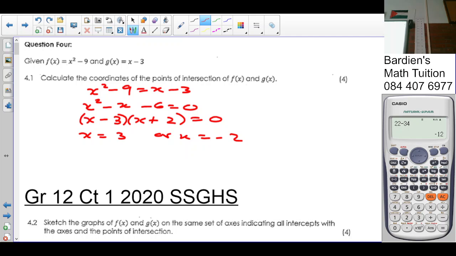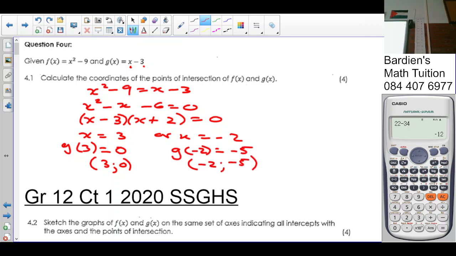People, why are there two x values? The 2 points of intersection, not so. There are 2 points of intersection. So you can either substitute this into g of x or f of x. I'm lazy, so I go to the easier one. So 3 minus 3 is 0. So the first point is 3 and 0. Substitute minus 2 in here. It's g of minus 2, of course. It's going to be minus 2 minus 3 is minus 5. Negative 2 and negative 5. So those are the 2 points of intersection.